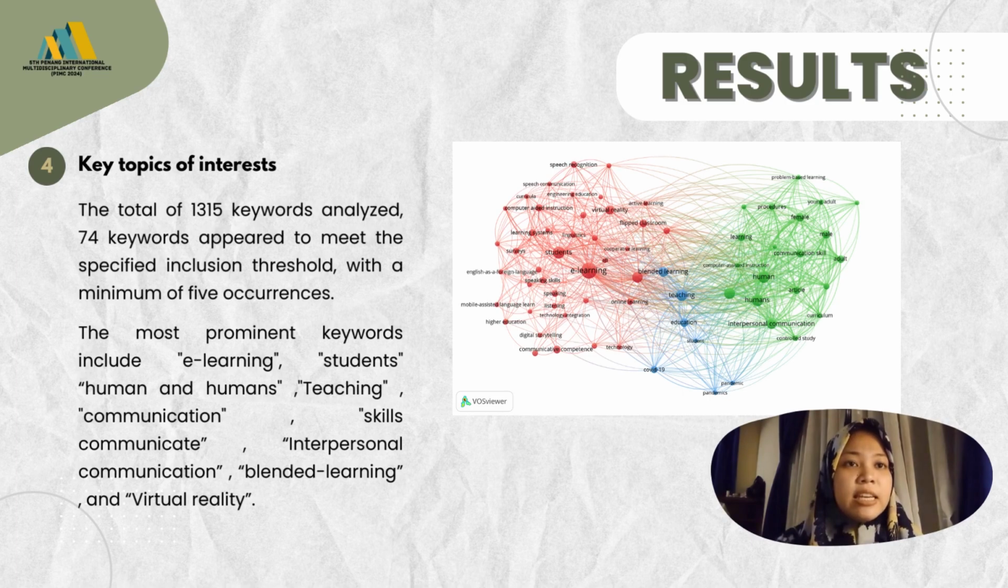Recent research has identified keywords such as artificial intelligence, gamification, augmented reality, and mobile learning. These findings suggest that e-learning, communication, and teaching are key focus areas in technology-mediated research in English language skills.